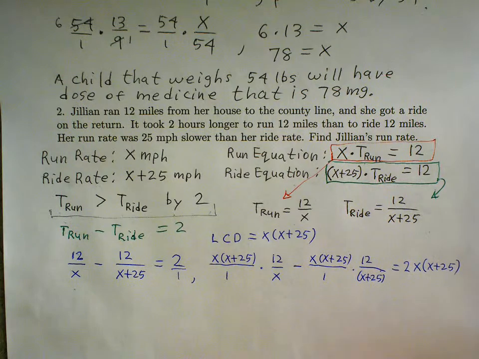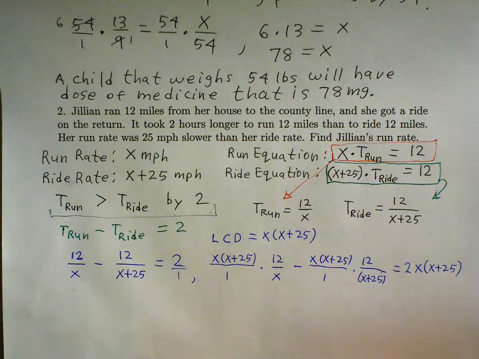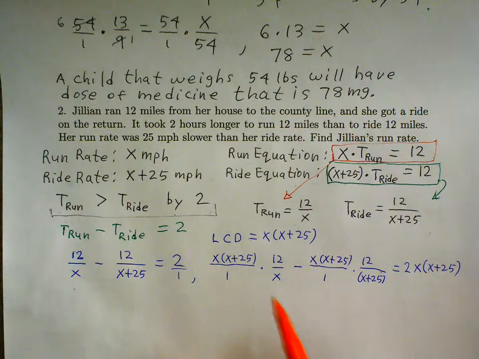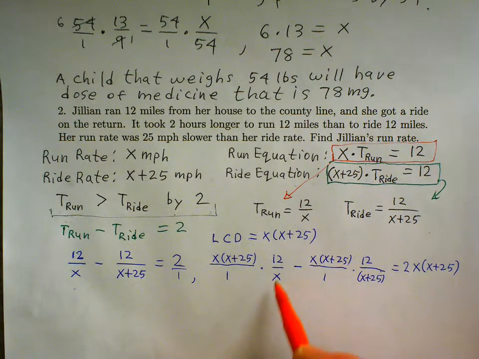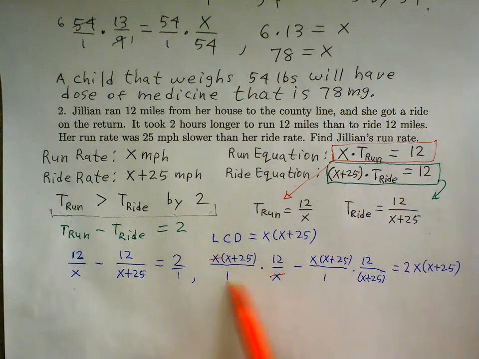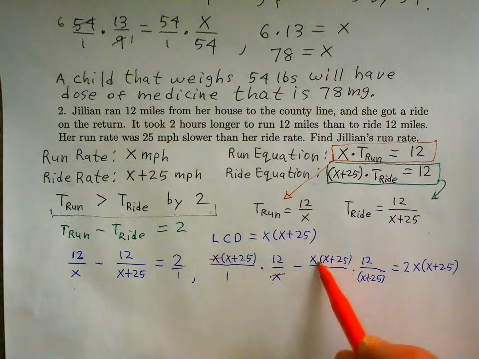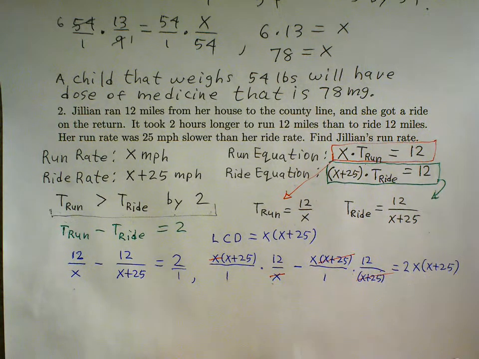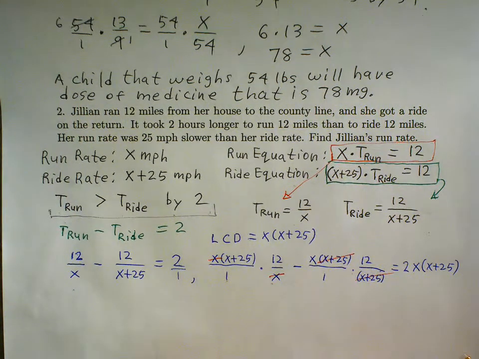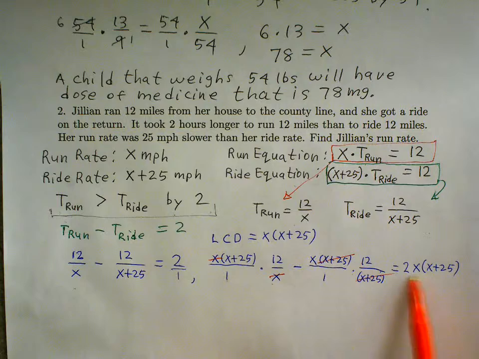Okay, when we multiply every term on both sides of an equation by the least common denominator, we clear the denominators. So in this first product, X divided by X equals 1. So the denominator is reduced to a factor of 1. In the next product, X plus 25 divided by X plus 25 cancels. On the right-hand side, we don't get a cancellation because the denominator is already 1.